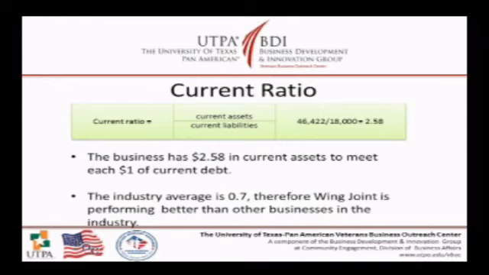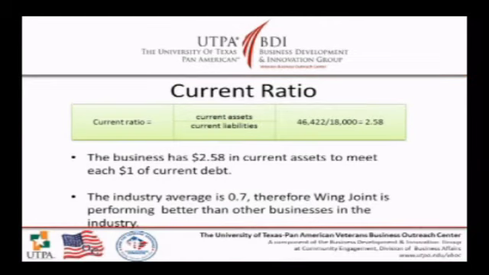Here the industry average is 0.7. So if you compare what the industry does, at 0.7 they have 70 cents for every dollar of debt. Here you're doing much better with $2.58 for every dollar of debt. That's what the current ratio will tell you.